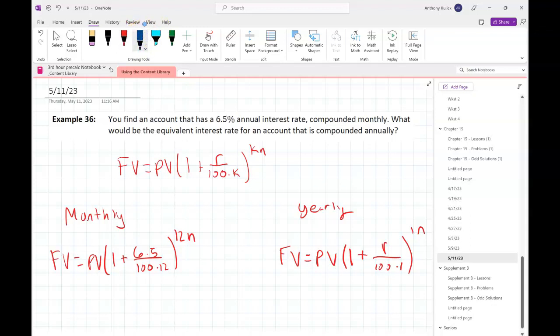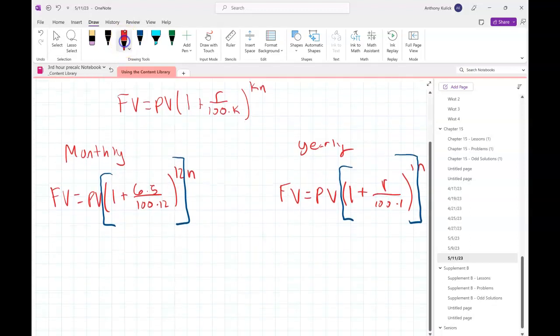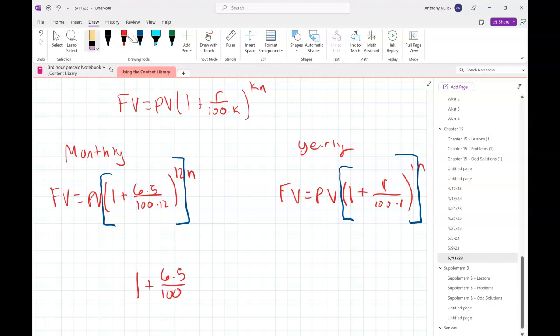But what I basically can do is take those pieces and set them equal to each other, everything else is the same, right? So if those two pieces are equal, then I would be able to find the interest rate that makes them equal. Find the R that does that. So let's go ahead and do that.